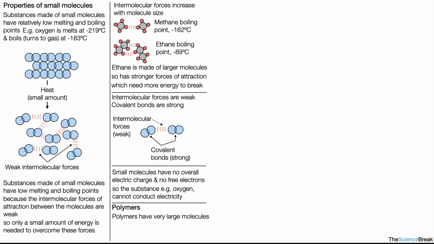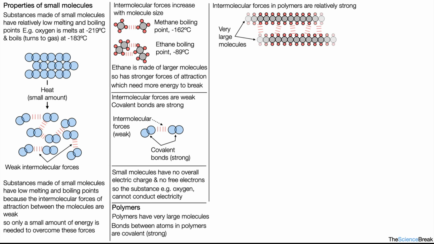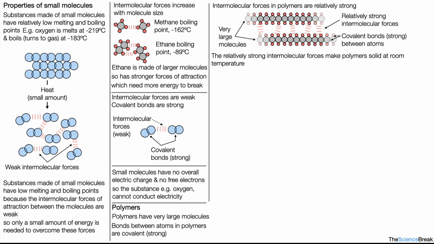Polymers have very large molecules, and the bonds between atoms in polymers are covalent, which means they are strong. Intermolecular forces in polymers are relatively strong. These are 2 very large polymer molecules, and we have relatively strong intermolecular forces between the molecules. Remember, the covalent bonds between the atoms are strong. The relatively strong intermolecular forces make polymers solid at room temperature. That's pretty much what we need to know about polymers for this unit.